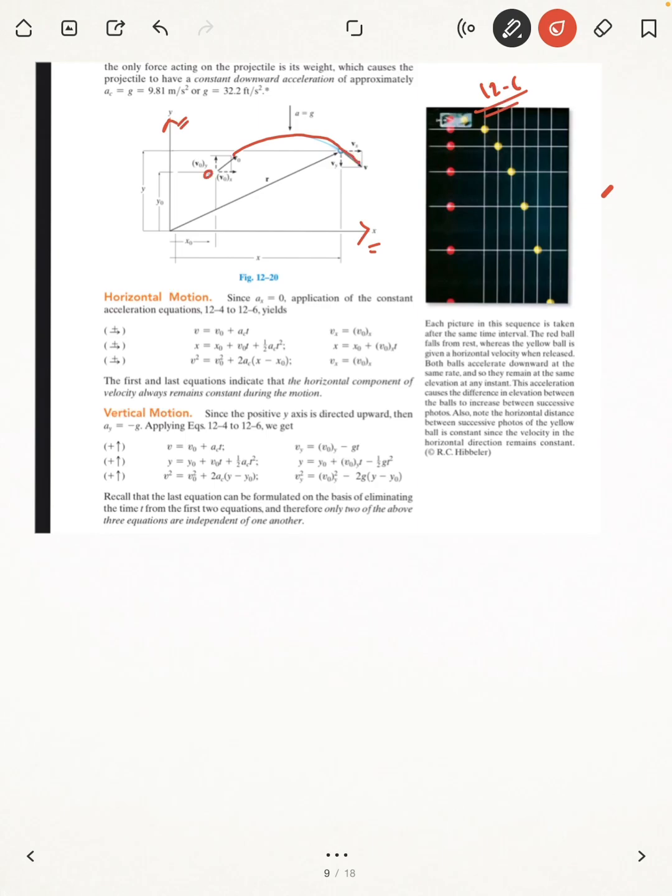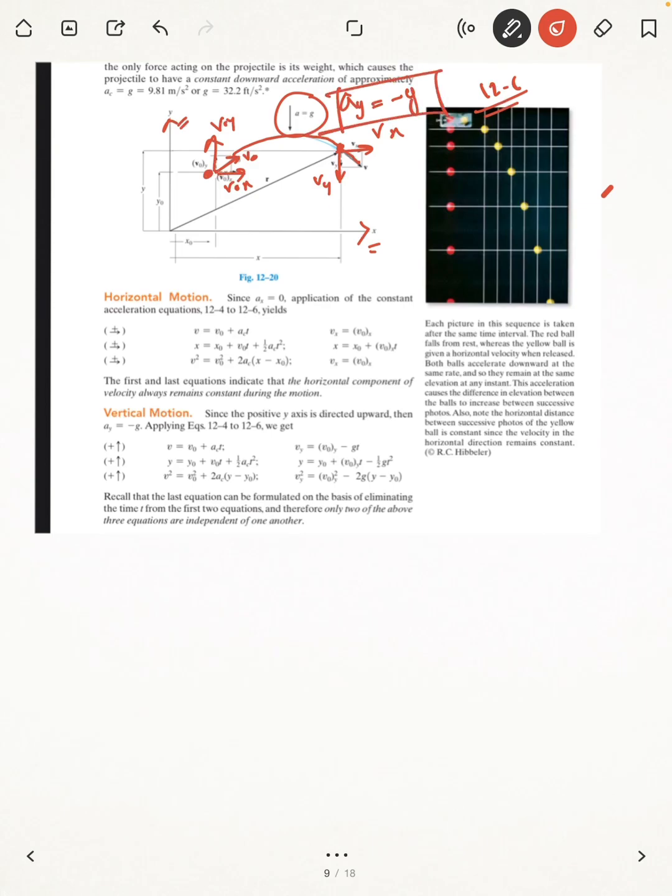Initially the particle is at this position. The particle has the velocity v naught, so it has two velocities: one is v naught y and another is v naught x. After some time the particle reaches this particular point, where you also have two motions: one is vx and another is vy. And remember here the acceleration in the y direction is negative g.